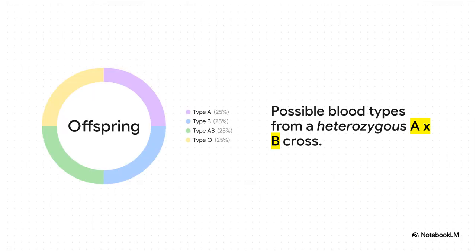And here are the results. Because the A and B alleles are codominant and they're both dominant over the O allele, that's the recessive i, this specific cross can produce offspring with all four blood types: type AB, type A, type B, and type O, each with a 25% chance. It's a perfect illustration of how recessive traits can pop back up in later generations.